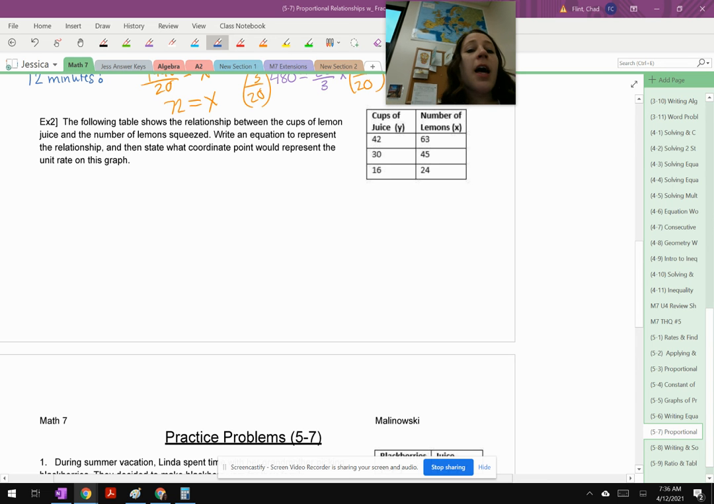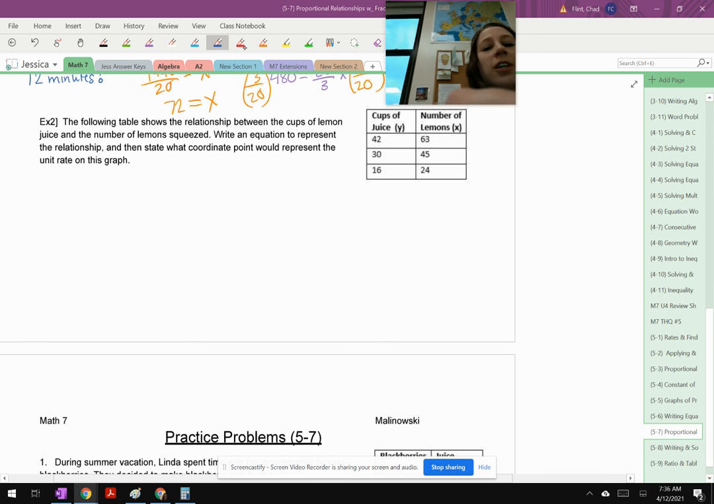Anyways, the following table shows the relationship between the cups of lemon juice and the number of lemons squeezed. So we're squeezing lemons and we're making lemon juice. When life gives you lemons, you squeeze them. Write an equation to represent the relationship. So immediately they're asking me to write an equation.